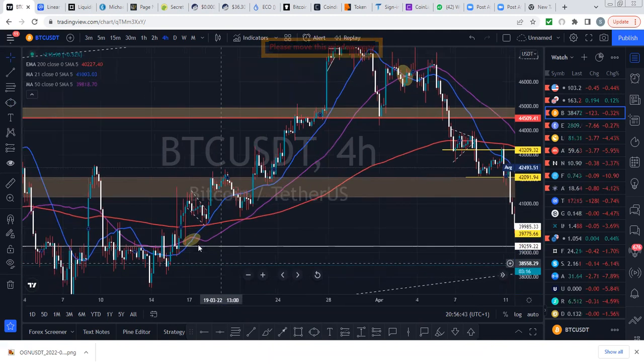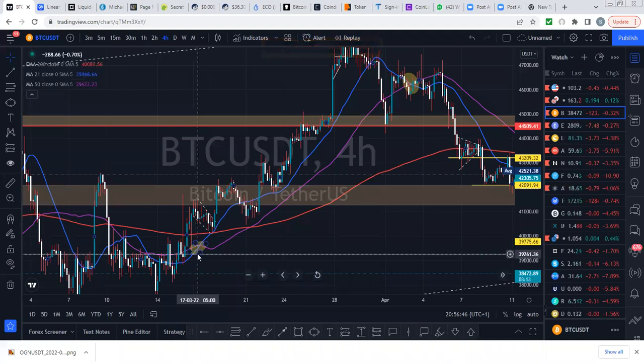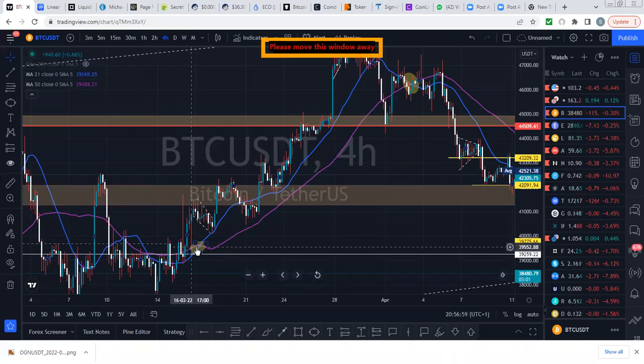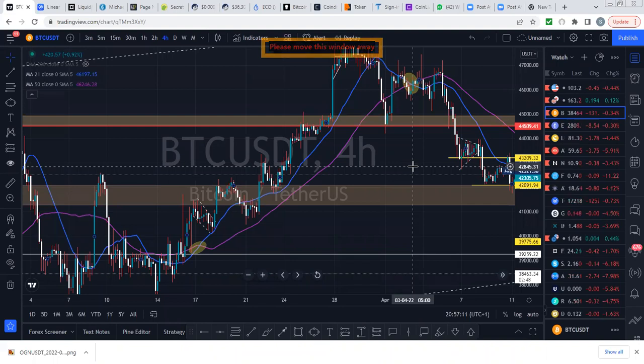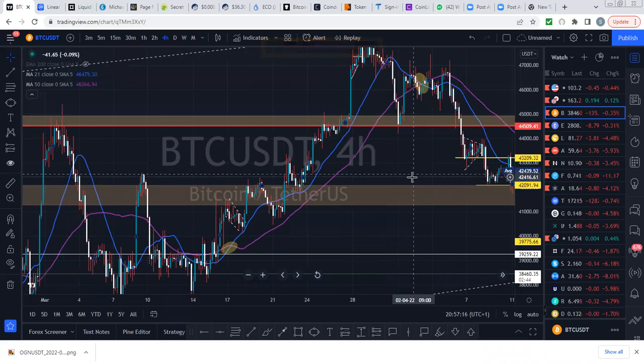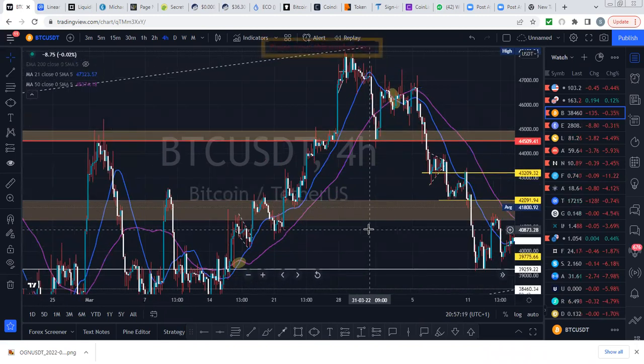I see this one here. This one is called golden cross. Why is this one a dead cross? Golden cross is what? The bullish reversal. And the dead cross? Bearish reversal. So let's continue.